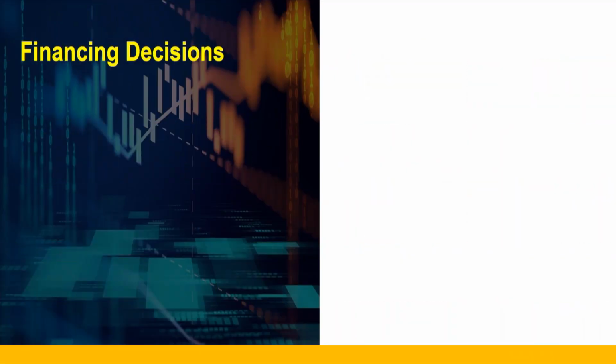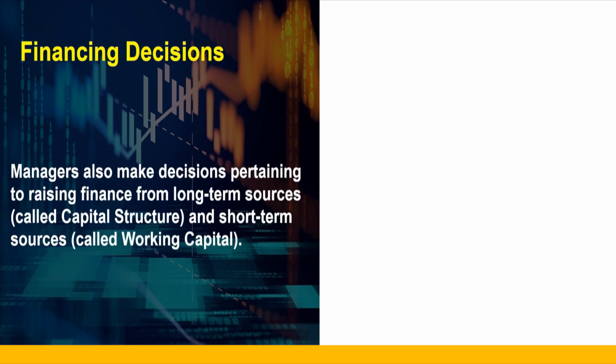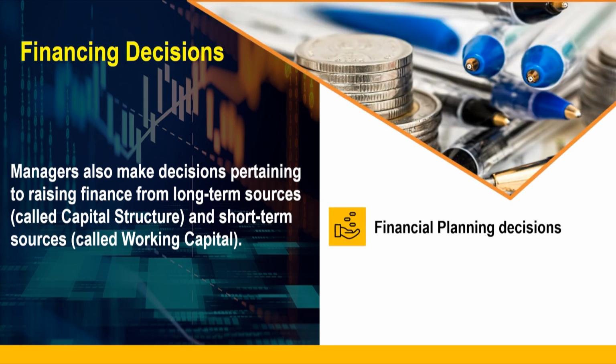The second category was the financing decisions. Managers also make decisions pertaining to raising the finance from long term sources called as the capital structure and the short term sources called the working capital. They are of two types. First, the financial planning decisions. These relate to estimating the sources and the application of the funds.